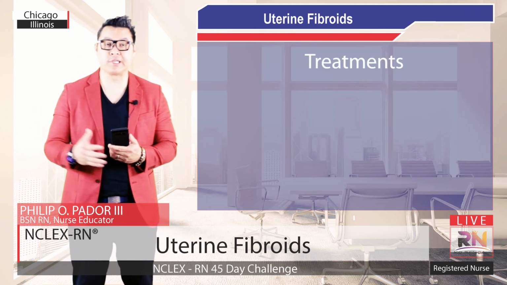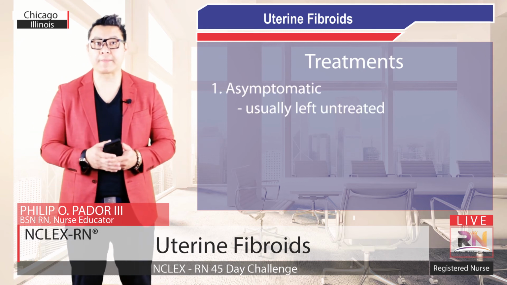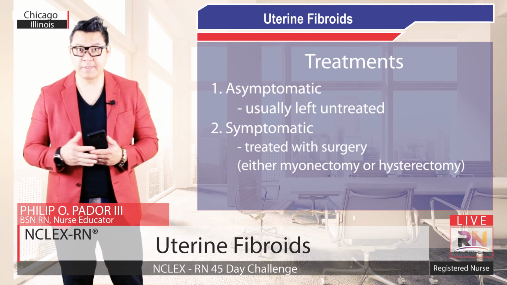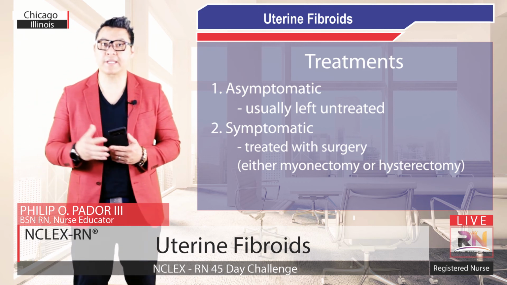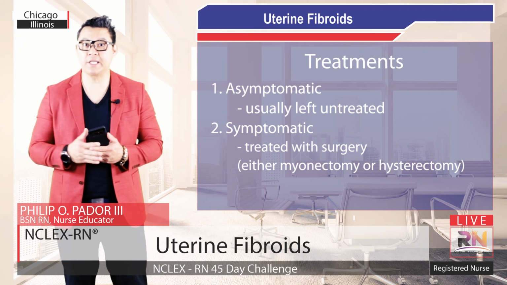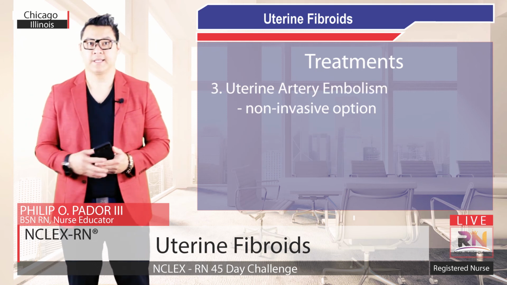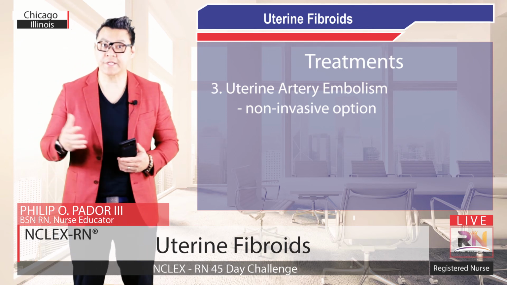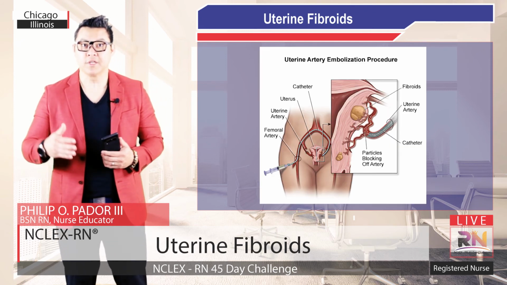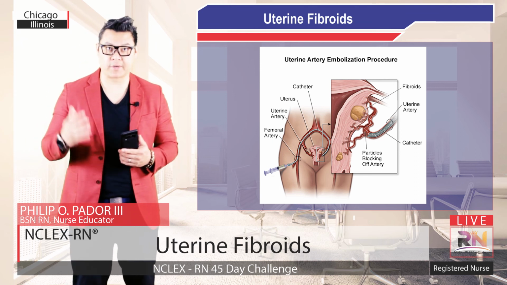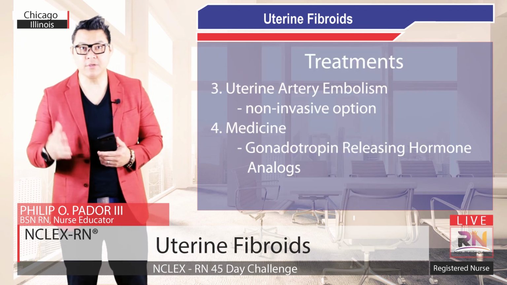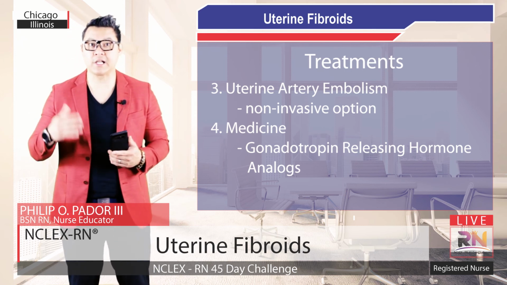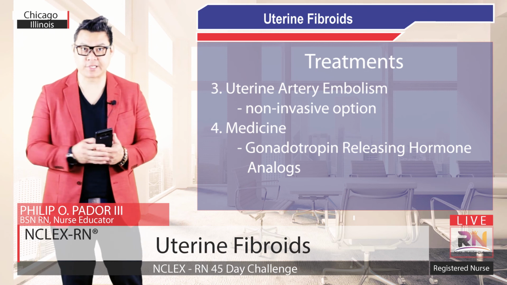Treatment of uterine fibroids varies. Asymptomatic uterine fibroids are usually left untreated. Symptomatic fibroids can be treated with surgery, either a myomectomy, or a hysterectomy if the woman is no longer interested in childbearing. Another non-invasive option is uterine artery embolization, where a catheter is used to reduce blood flow to the fibroids, which causes them to shrink. Medications are not typically used for treatment, except gonadotropin-releasing hormone analogs, which help shrink the fibroids before surgery.